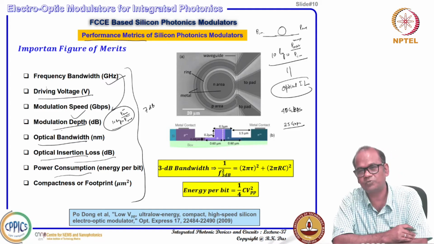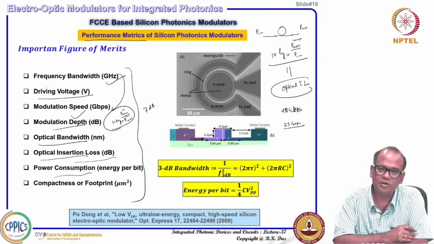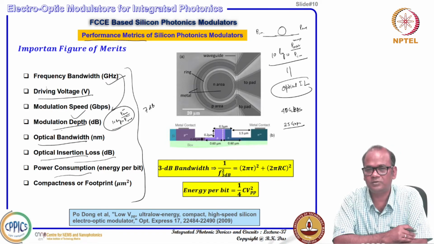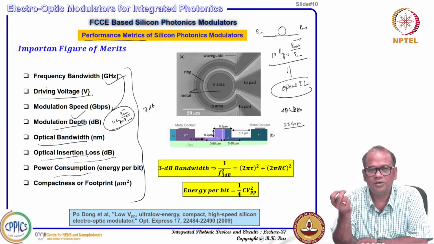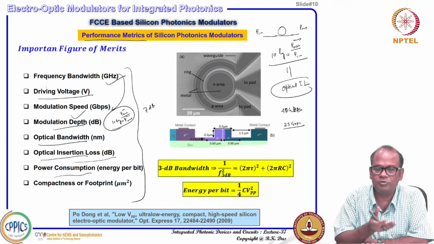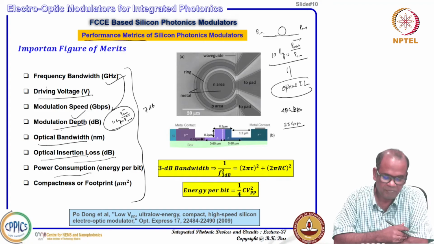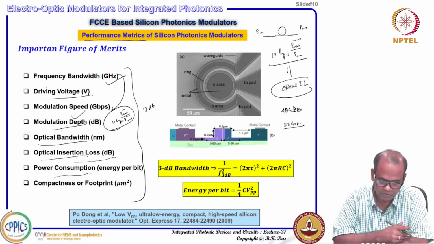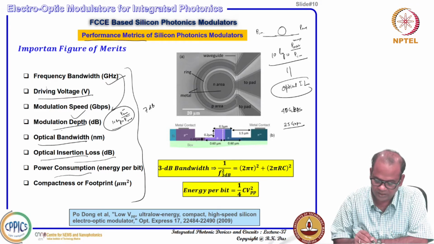That should be as small as possible. People are making a benchmark of a couple of femtojoule per bit. It should not be more than that. Otherwise people will think, why go for optical interconnect if it is not beating electrical interconnect? Here it involves a lot of other things, not only electrical power but also laser power, so you have to pump a lot of power also.